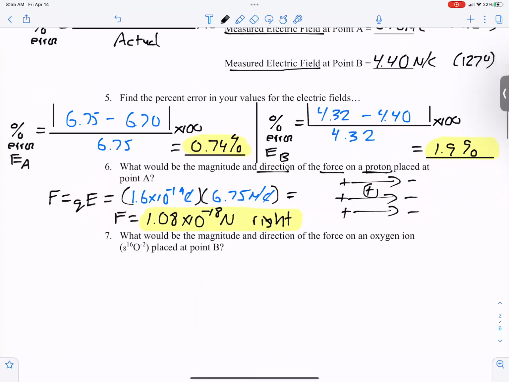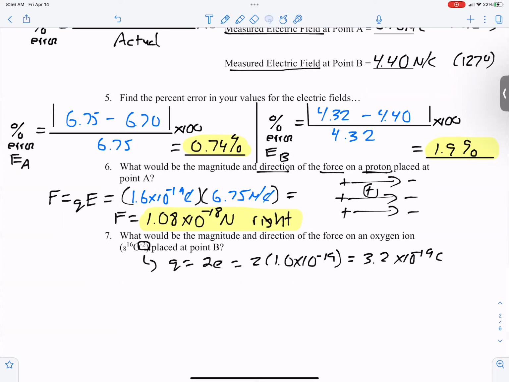Okay, part 7. What would the expected magnitude and direction of the force on an oxygen ion placed at point B be? Well, what makes an ion? Atoms are all electrically neutral. Oxygen has, you can see from the 8 here, an atomic number of 8, which means it normally has 8 protons and 8 electrons. But from the -2 charge here, we see there are 2 extra electrons, which means this has a charge of 2e. Okay, 2 times the elementary charge, which would be, if we run this calculation, 3.2 times 10 to the negative 19 coulombs.